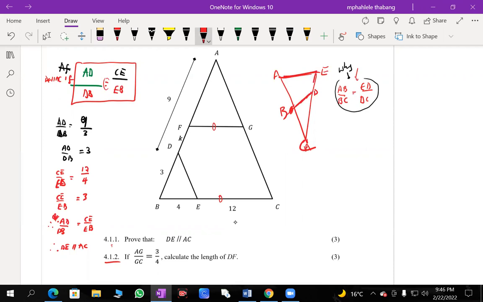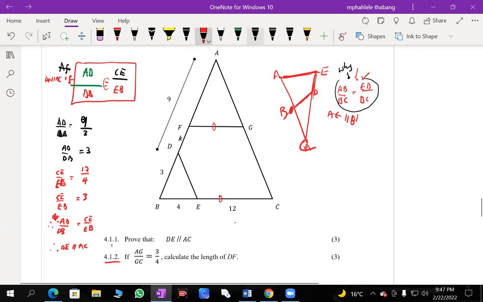Why can you not say AB over BC equals ED over DC? Because AE is not parallel to BD. You can never do this. So you can only apply the theorem when you see parallel lines. You can only apply this theorem when you see parallel lines. Can you see the parallel lines? If not, you can't apply the theorem.